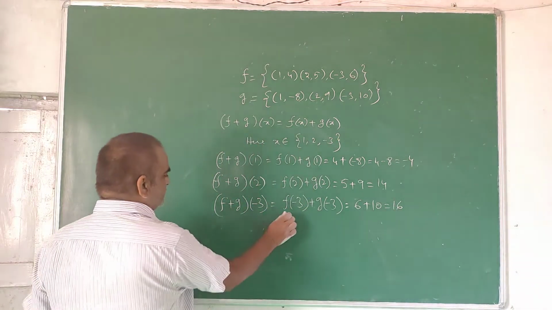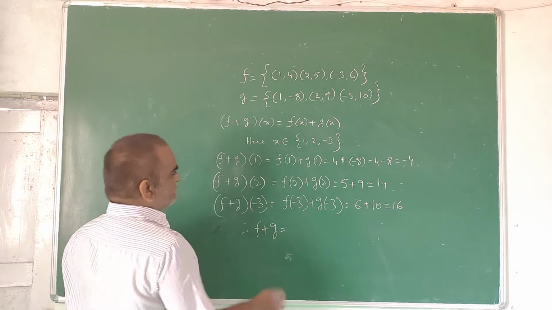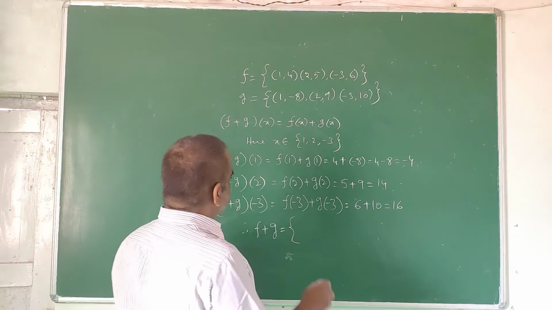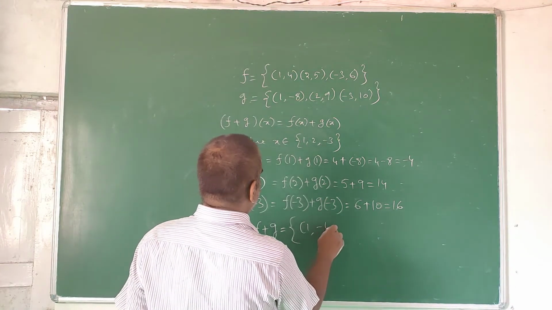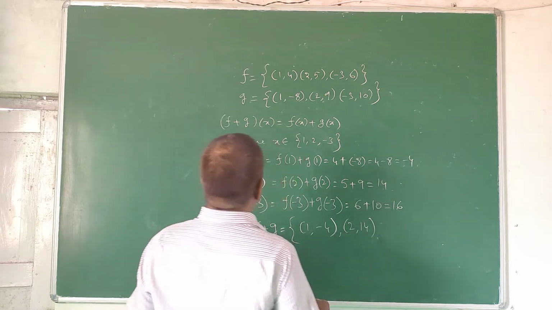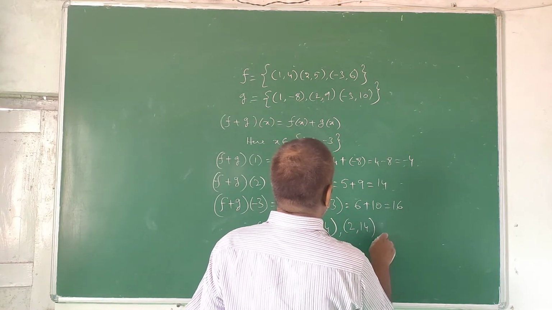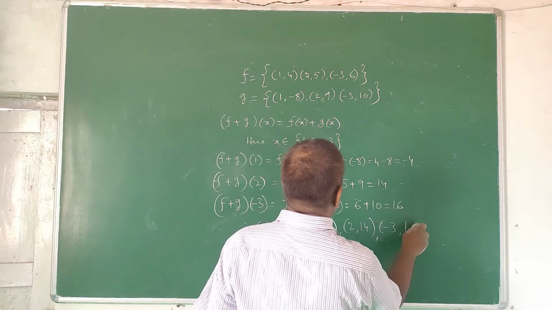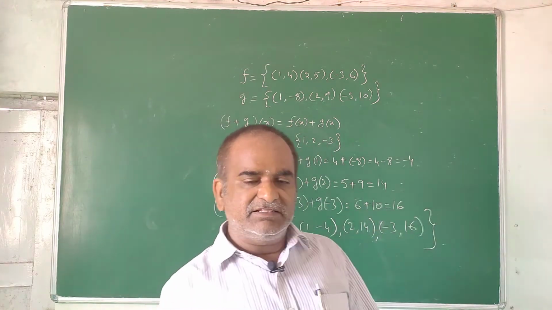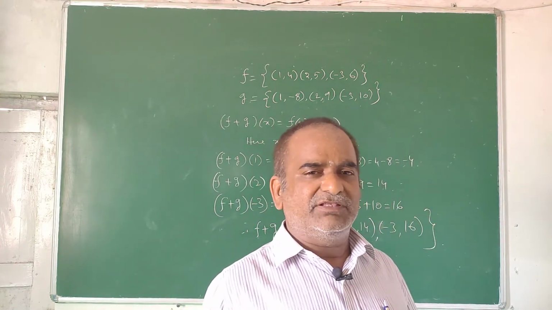So finally you have to conclude f plus g. f plus g is equal, now you have to write that function. So it is 1 comma minus 4, 2 comma 14 and minus 3 comma 16. This is the way to find f plus g. Similarly f minus g, f into g, all are the same procedure.